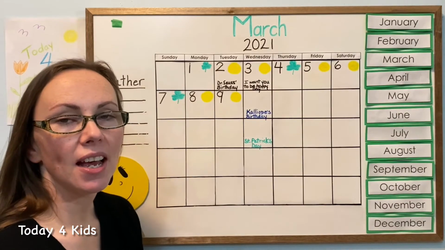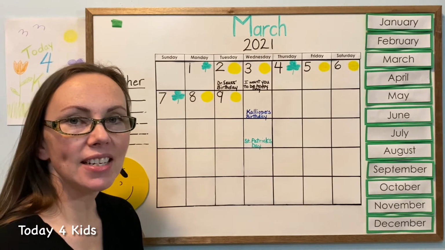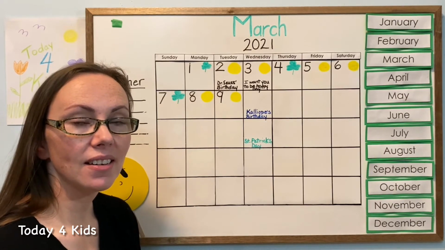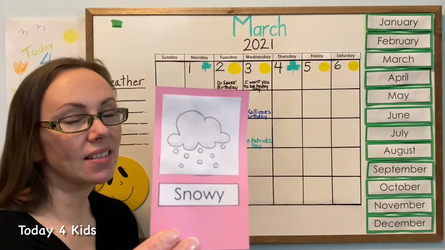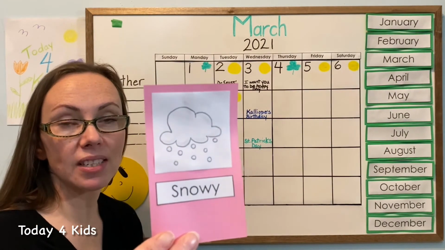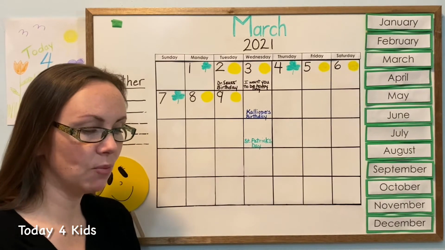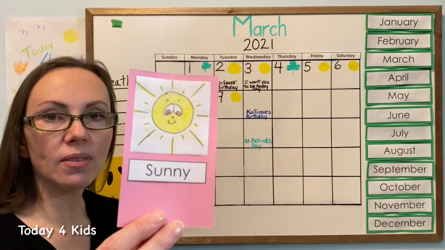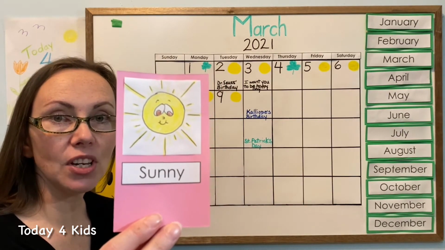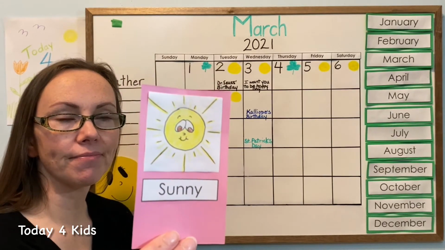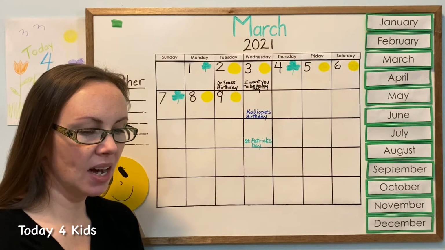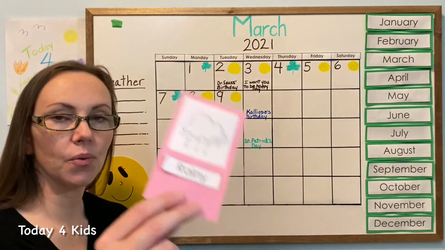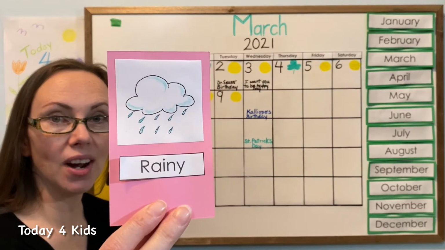Great job. Did you look outside and see what the weather was like today before we got started? Let's see. Is it snowing where you live? It's not snowing where I live. I think we're almost done with the snow now. I don't think we're going to get any more snow this year. What about sunny? Is it sunny where you live? It's not very sunny here. What about raining? Is it raining where you are?